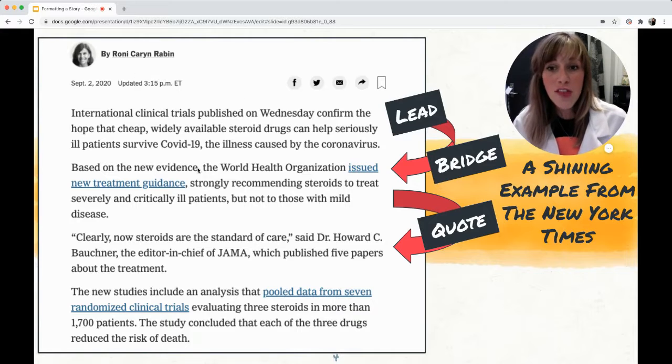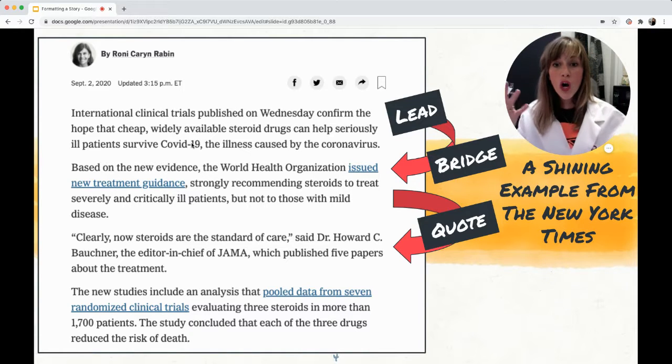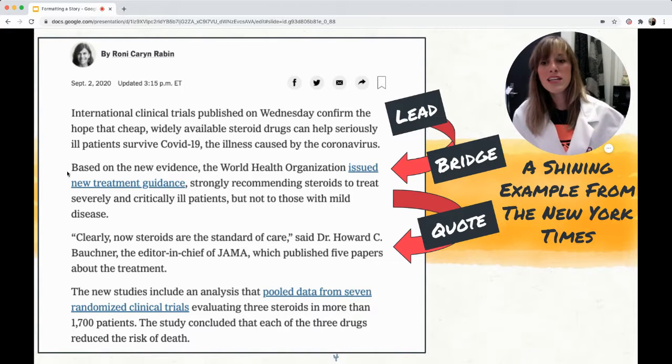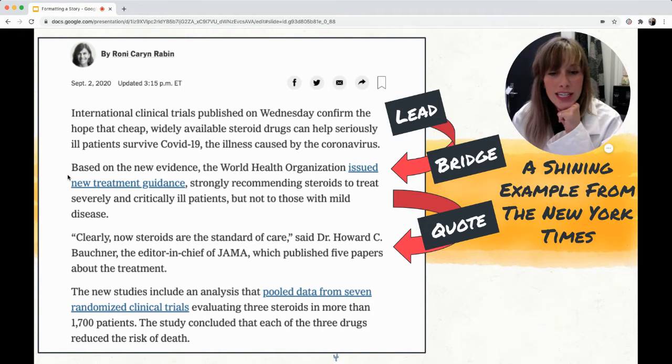This tells us the important parts of the story. Whoa, there are now steroid drugs that might be able to help COVID-19. We're seeing it in international trials. Bingo. Then bridge. This is going to be our supporting part, where it's not as important as this part, but it's pretty important. It's going to support our story. Based on the new guidance, the World Health Organization issued new treatment guidance, strongly recommending steroids to treat severely and critically ill patients, but not those with mild disease. Excellent. Okay, we're getting information.